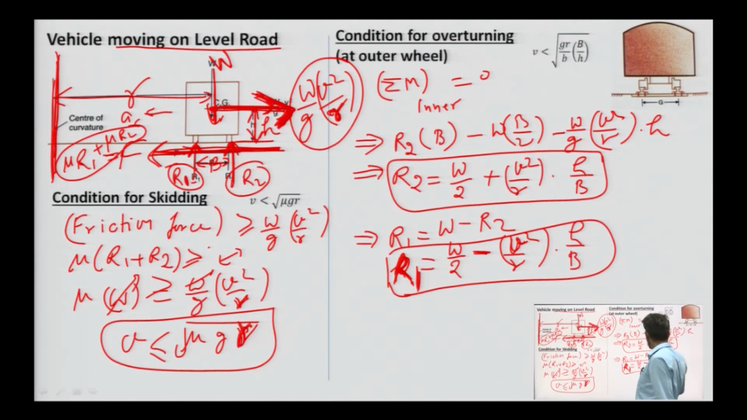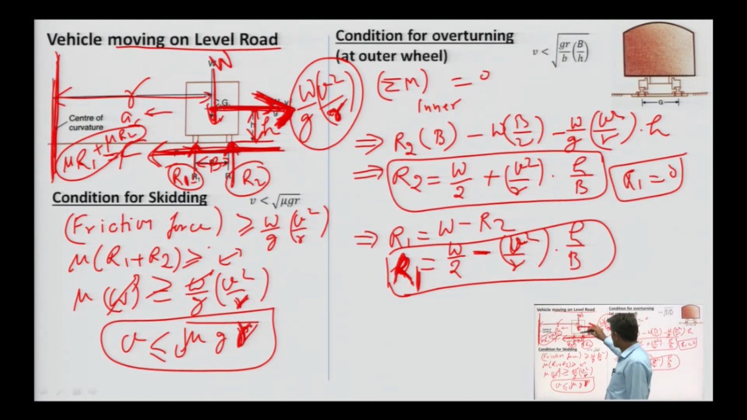If the speed is going to increase, then there will be a position when the value of R1 is 0, and if R1 is 0, then what will happen? This vehicle is going to overturn, because the contact point of the inner wheel with the road will vanish, and then the vehicle is going to overturn at the outer wheel.